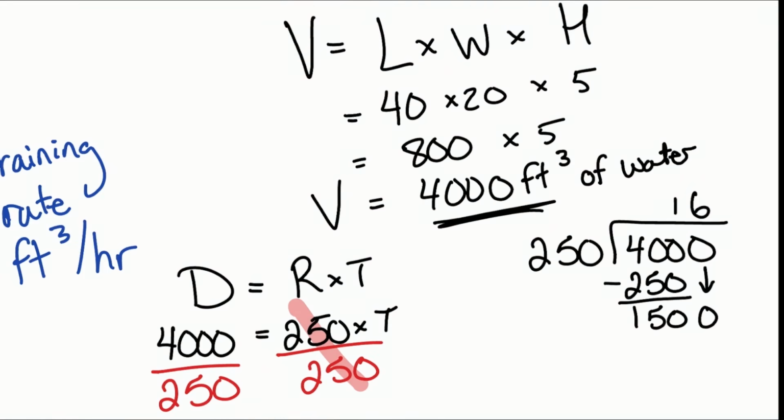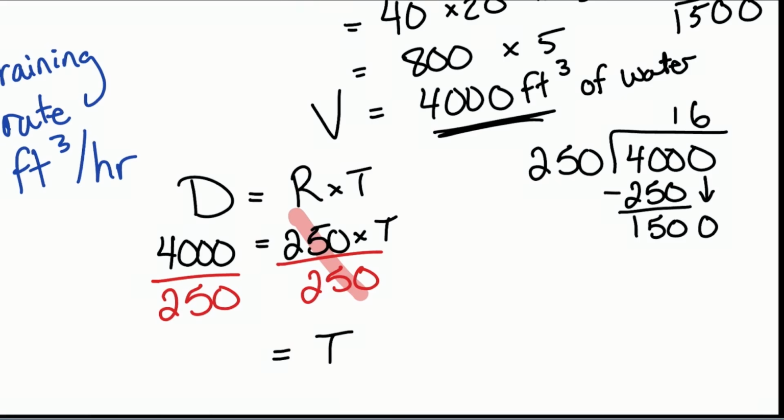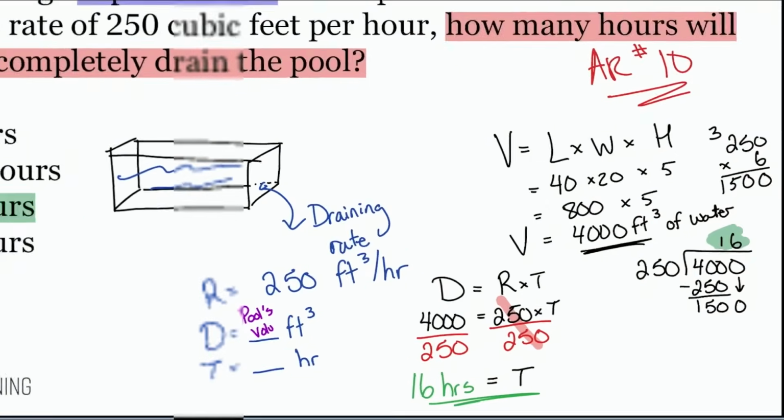And you can check here on the side, 250 multiplied by 6. Excuse that little error. 0 times 6. 5 times 6 is 30. And then 2 times 6 is 12. Carry the 3, is 15. So there we are. And so it will take 16 hours to drain the pool at that rate. So right there, 16 hours for this problem.